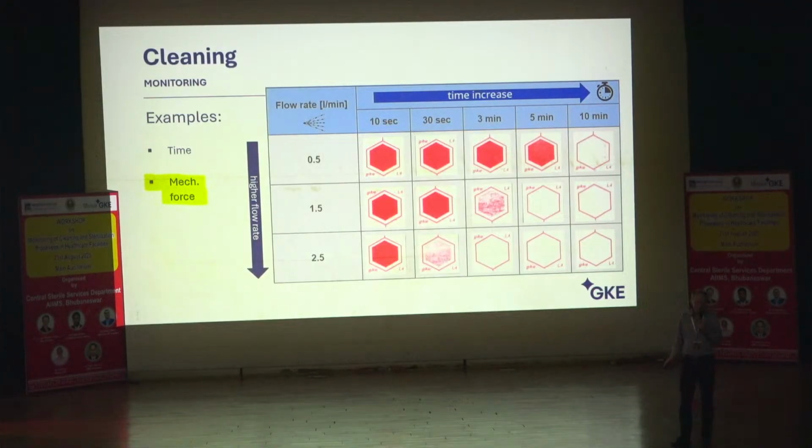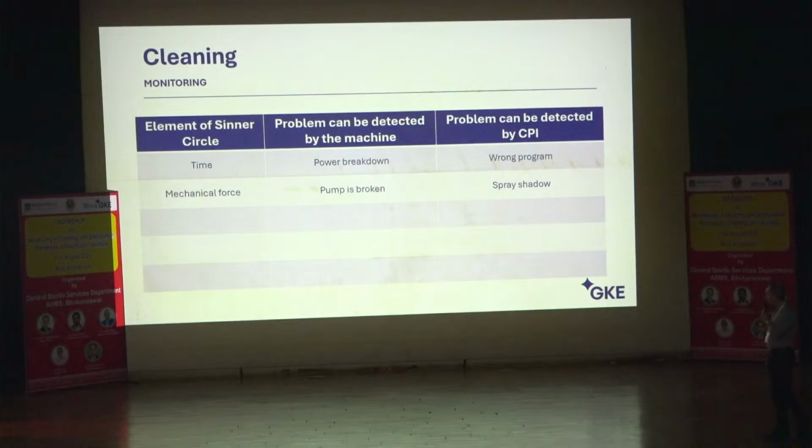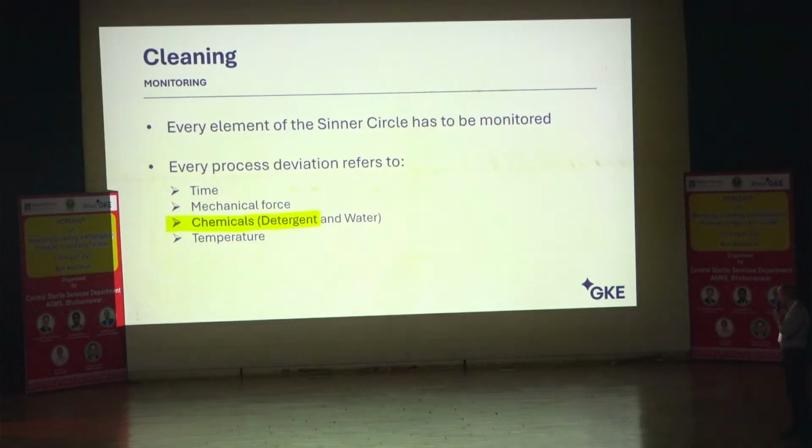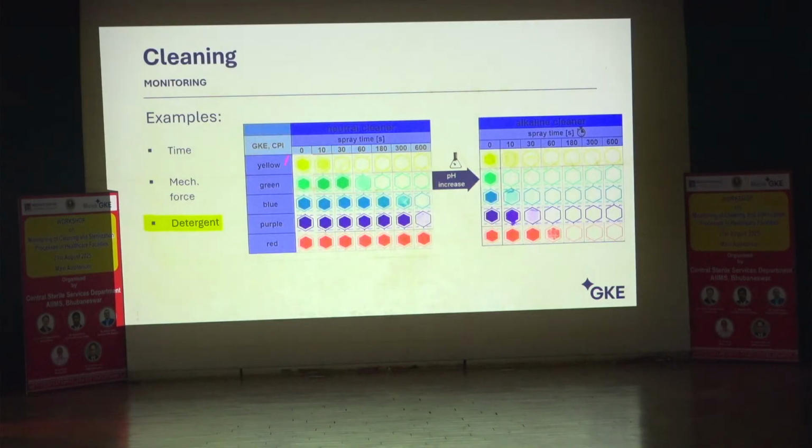Now we have talked about time and mechanical force. Next point would be chemicals. And when we talk about chemicals, we have two aspects, the detergents and the water quality. Now the first is the detergent. Well, this is easy. This is one detergent and you see how long it takes to clean off the different colors. And this is another detergent and we have another timeline. So take another product and you have other wash-off properties. I think this is normal. Everybody understands that.